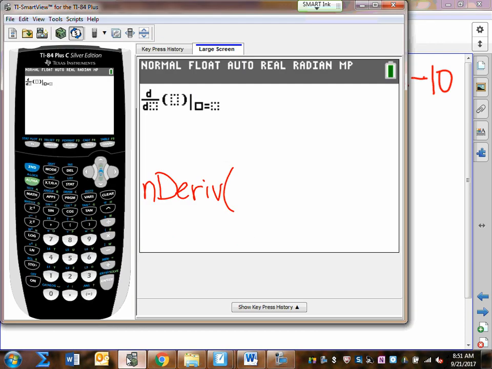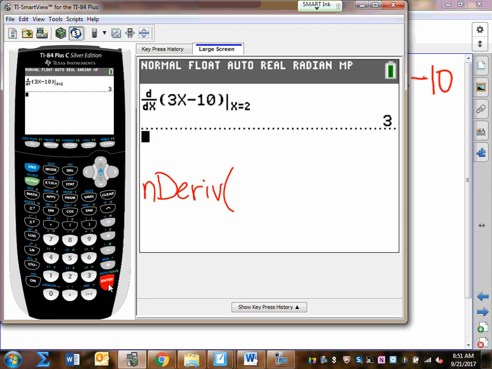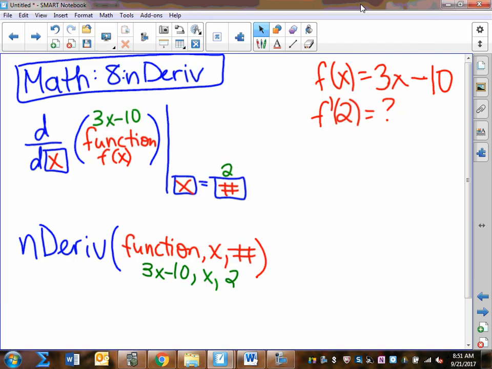See how it automatically filled in that same variable for you. And we're looking at this one. And what did you guys get? Okay. So then what that did is it just told me the derivative of my function at 2 is 3. And we now know that the derivative is 3.